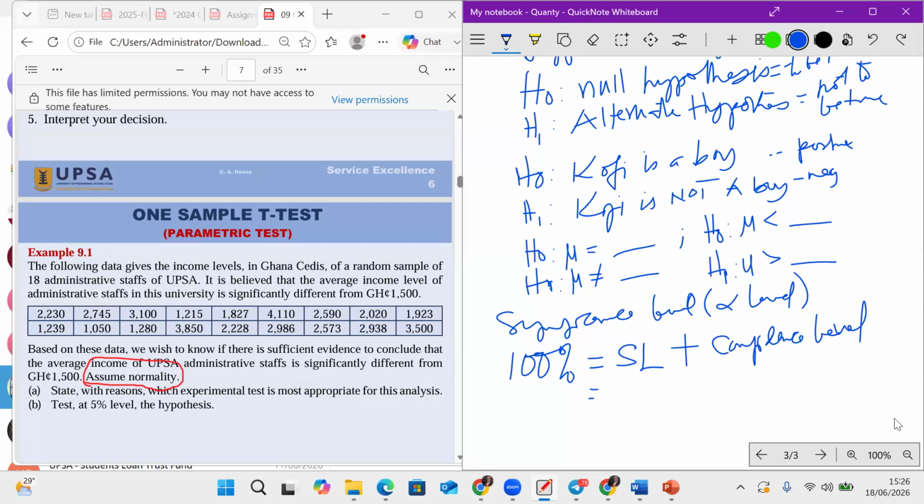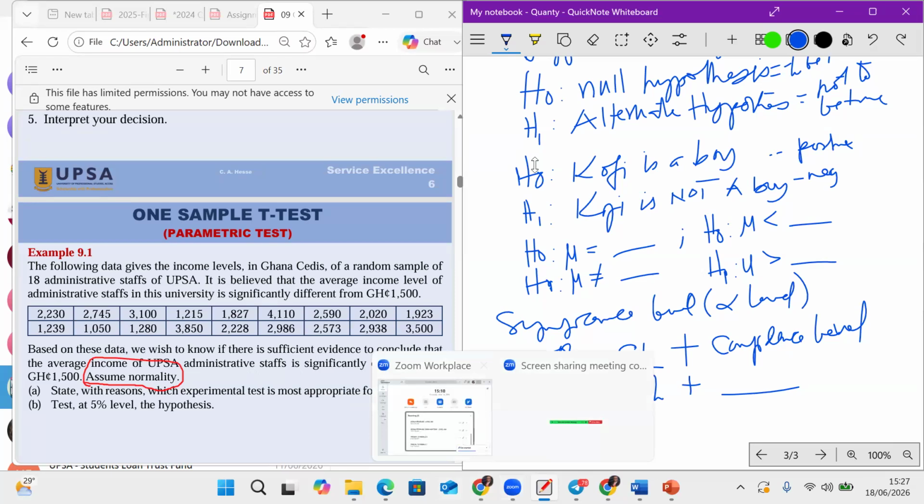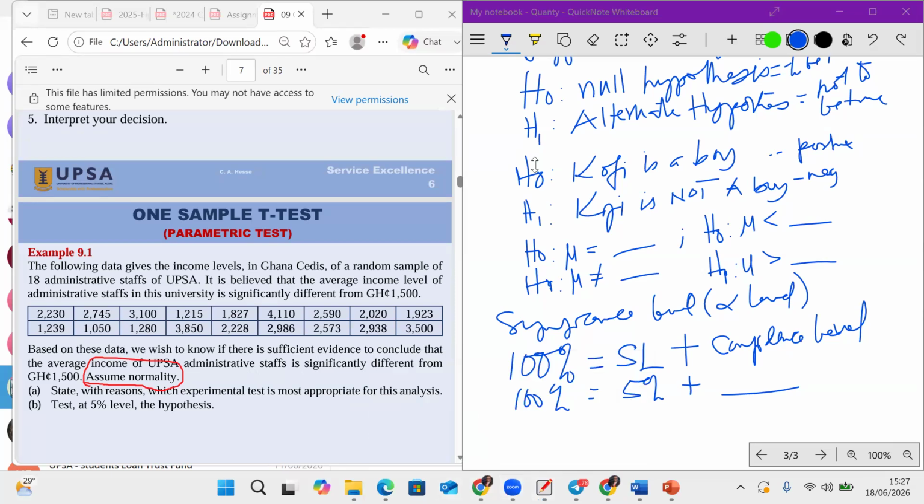So if the significance level is 5%, 5% plus what will give me 100%? Who can tell me? Yes, 95. 5% plus 95% gives 100%. So the 95% here is called the confidence level.